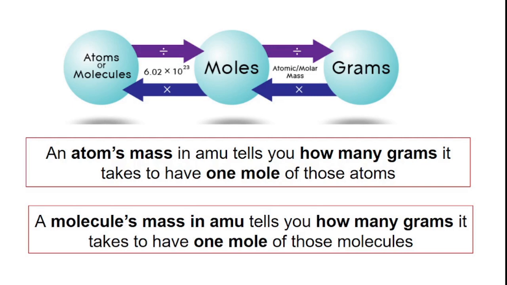Table salt, sodium chloride. If you add the molecular mass, so all the atoms' masses from the periodic table, the sodium and the chloride, when you add them all up, you'll see that the molecular mass for sodium chloride is 58.5 AMUs. Well, don't call it AMUs, call it grams. And now you have 1 mole of sodium chloride.